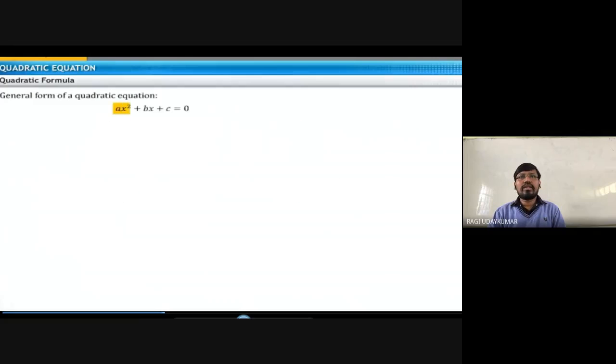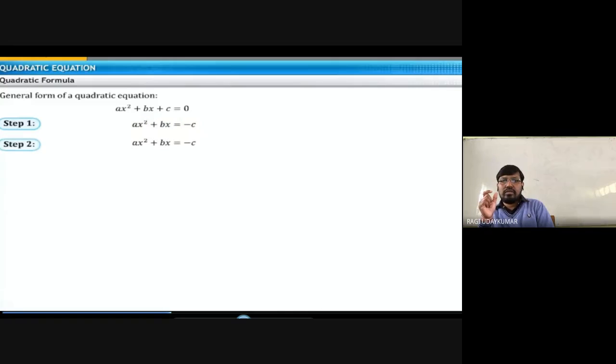To derive the quadratic formula, let's take the quadratic equation as ax square plus bx plus c equal to 0. The completing square method will be applied here. The c, whatever it is, should be taken to the right side. And ax square plus bx is to be written as a perfect square. So divide everywhere by a. x square plus b by a x, we got it. Now the right hand side is minus c by a.